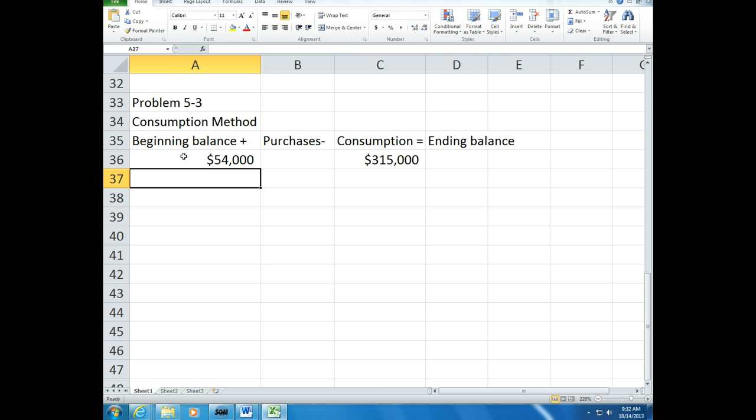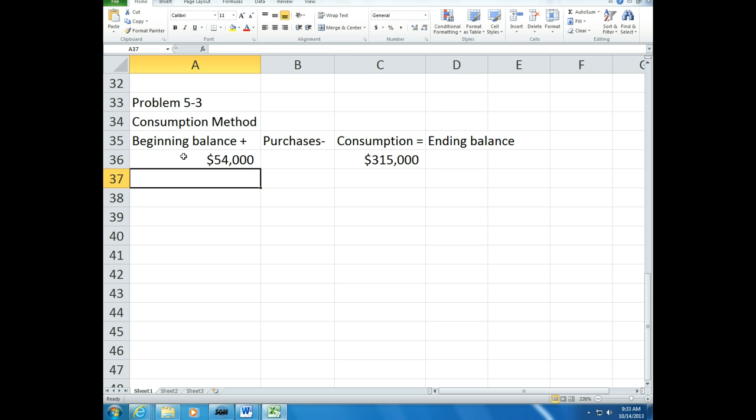Purchases is what we're trying to figure out. Basically, what we're trying to figure out is how much we did purchase. Is that the difference between 81,000 minus the 54,000? So the beginning balance is 54,000. We need to figure out purchases. We know that the consumption was 315.